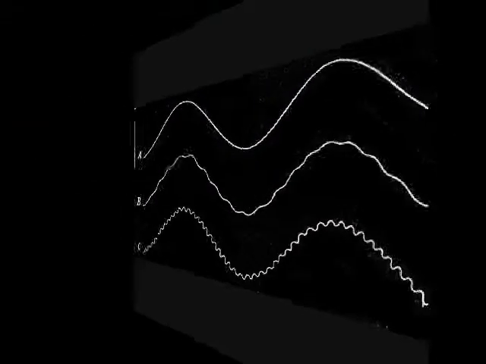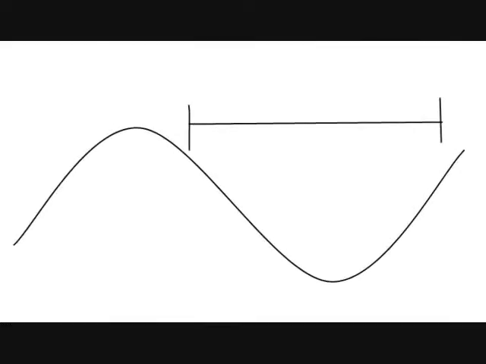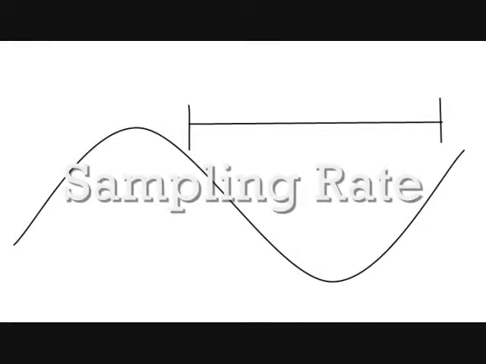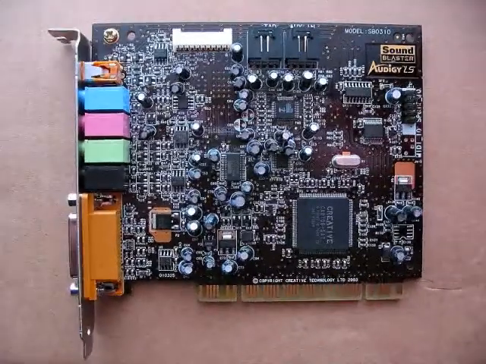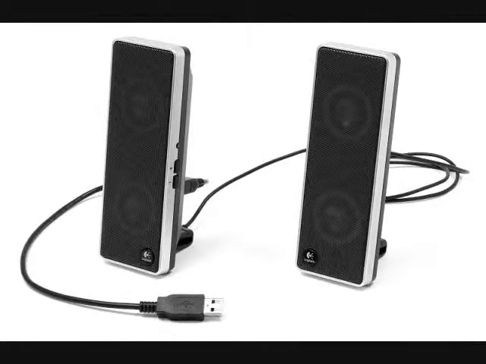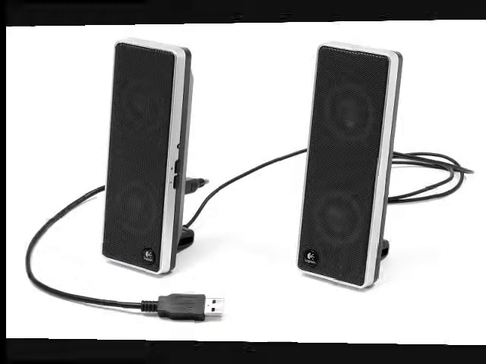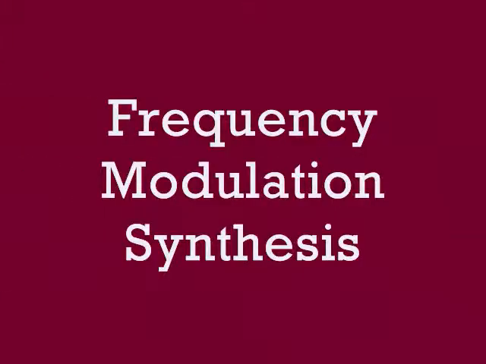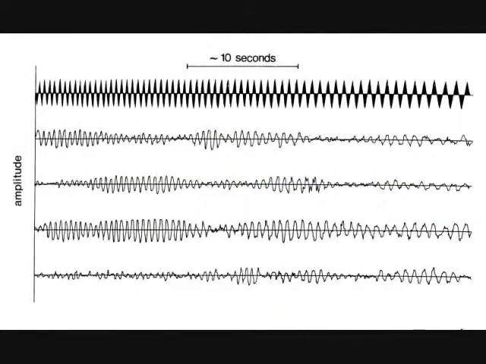To do this, the sound card takes precise measurements of each sound wave. The number of measurements per second, called the sampling rate, is measured in kilohertz. The faster a card's sampling rate, the more accurate its reconstruction of the wave. To produce the sounds that we hear out the speakers, computers can use several methods. One is frequency modulation synthesis. For this, a computer overlaps sound waves to create complex sounds.